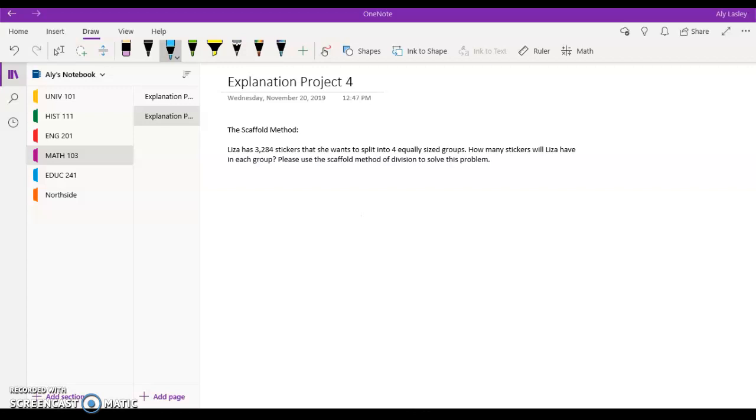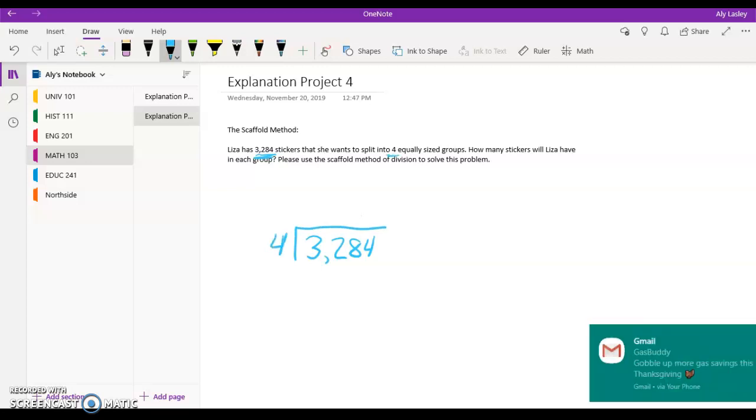So to begin, we are going to take our dividend, which is 3,284, and we're going to write it down, and then we are going to do the division symbol, and on the outside we are going to put our divisor, which is 4.